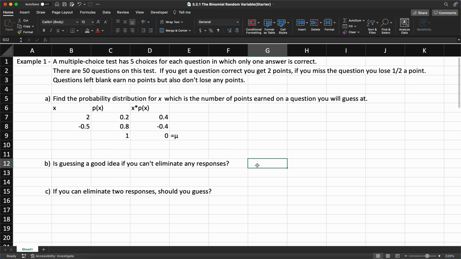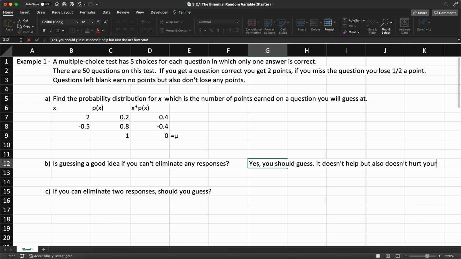So since our average value, our expected value, is 0, that's the number of points that I would earn on a question that I guess at. So if I'm not gaining any points and I'm not losing any points, guessing is a good idea, yes. You should guess. It doesn't help, but also doesn't hurt your score.